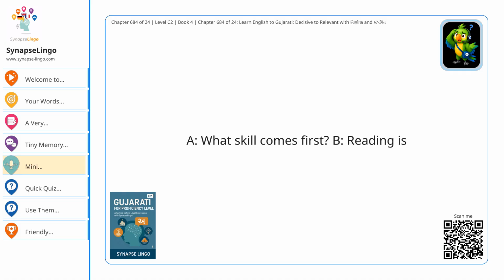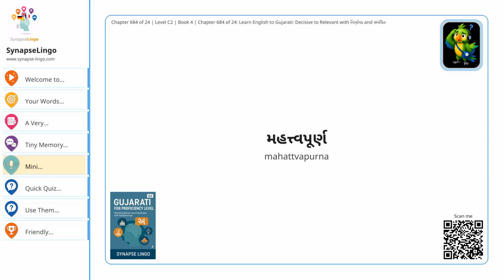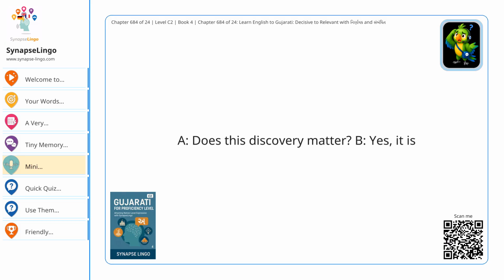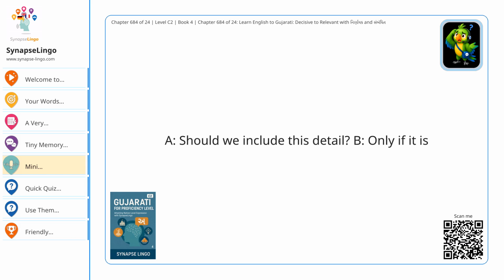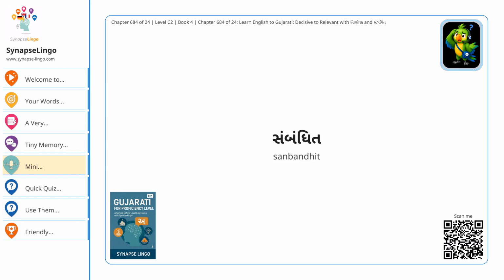A: What skill comes first? B: Reading is मूलभूत. A: Is this just a tiny change? B: No, it is महत्वपूर्ण. A: Does this discovery matter? B: Yes, it is महत्वपूर्ण. A: Should we include this detail? B: Only if it is संबंधित.